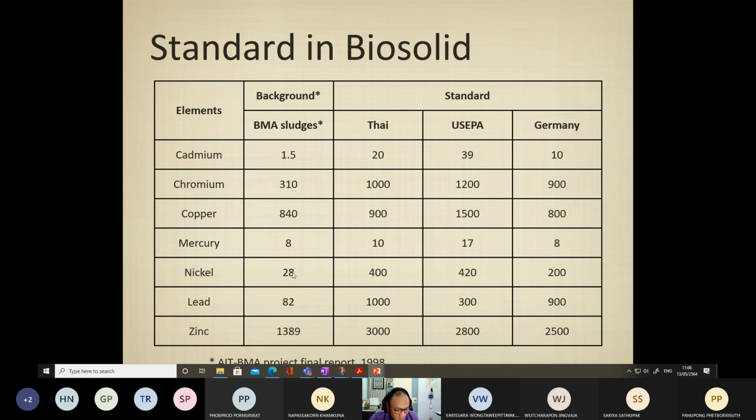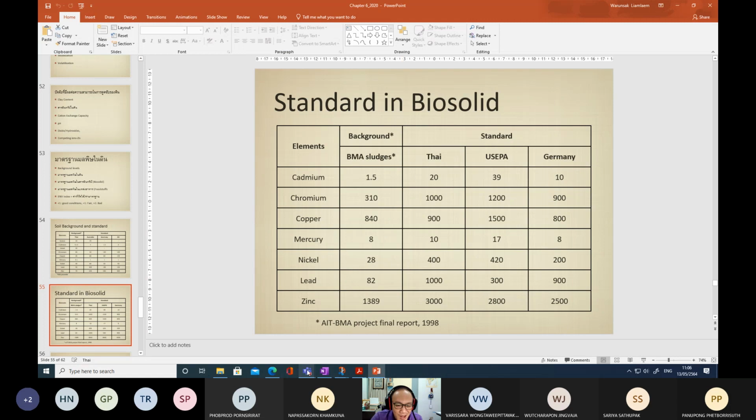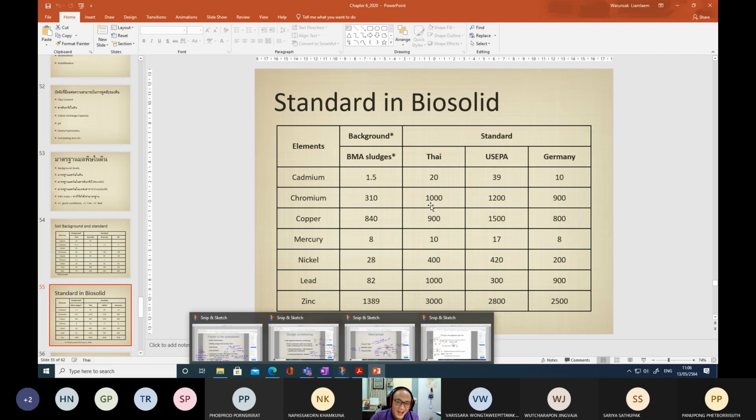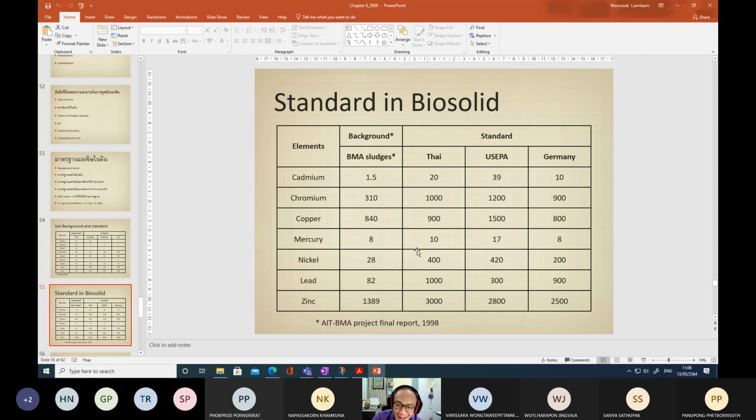So this is the information about the metal elements found in the BMA sludge, or the sludge obtained from the domestic wastewater treatment plants. They are all using activated sludge to treat the wastewater. Mostly, they use the SBR, sequencing batch reactor.